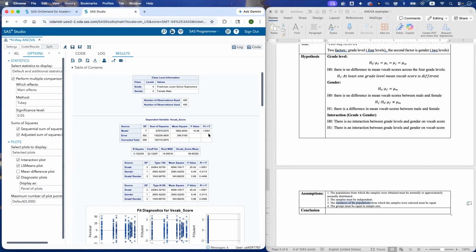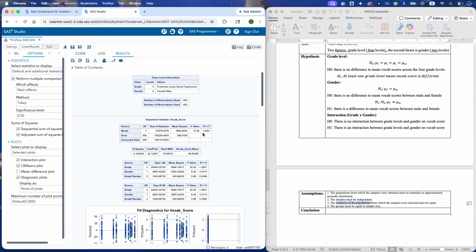The overall model, is it significant or not? This is the question that this table is answering. Is the overall model statistically significant? The answer is yes, because the p-value is very small. It means that altogether, the grade level and gender are both significantly associated with differences in vocab scores.